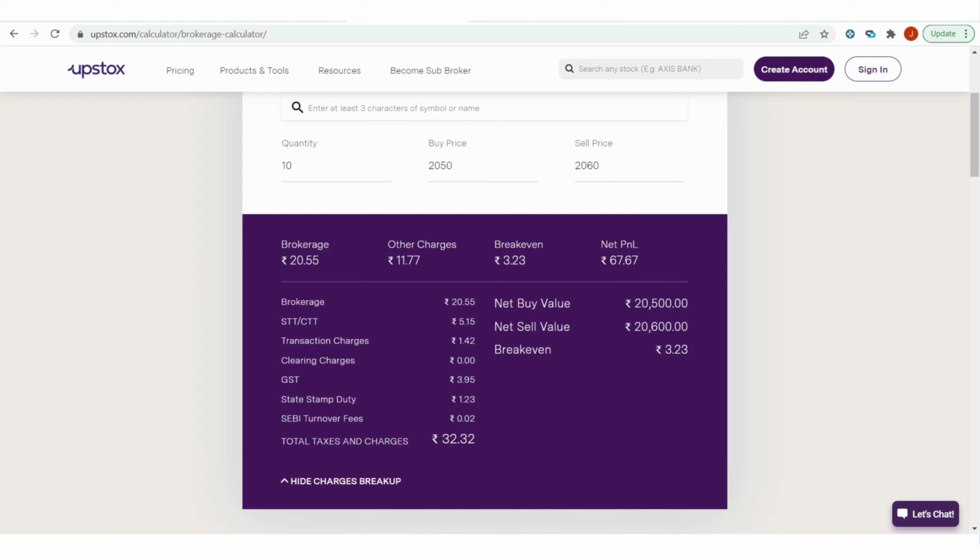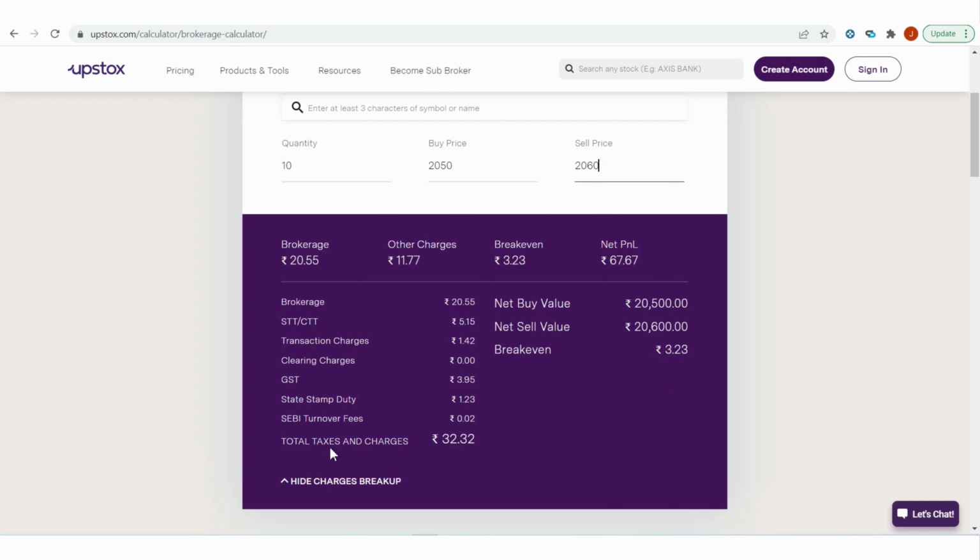So here you can see the breakup of those charges, which the total charges was 32 rupees, right? So here you can see out of those 32 rupees, which is the exact, what is the brokerage, what is STT. So STT is security transaction tax, then GST, stamp duty, etc., right? So you can understand break even like this, that if the buying price is 2050 and the break even is 3.23, the minimum price at which you need to sell is 2053.23, right? So that your gross profit is more than the taxes and charges, right?